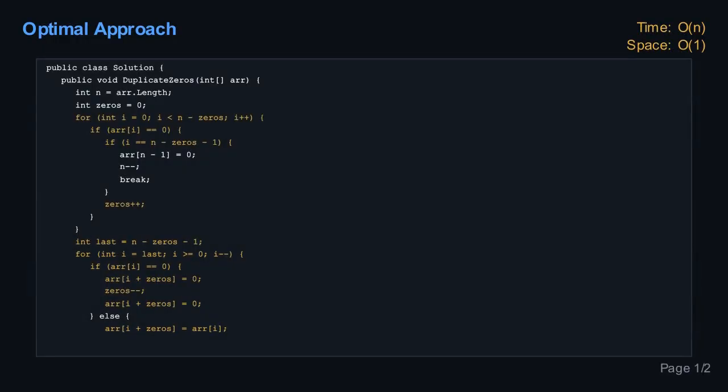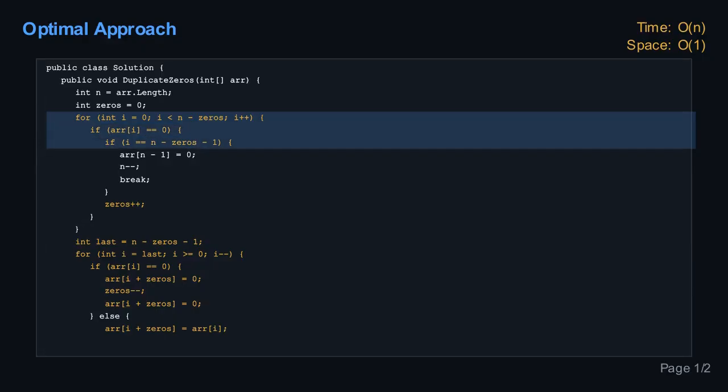The optimal solution uses a two-pointer approach. First, we determine the final length of the valid portion of the array after duplication, and count how many zeros will be duplicated. We use a fast pointer to traverse the original array, identifying zeros and effectively calculating where the slow pointer should end up in the modified array.